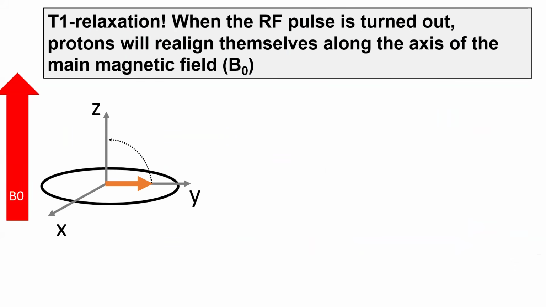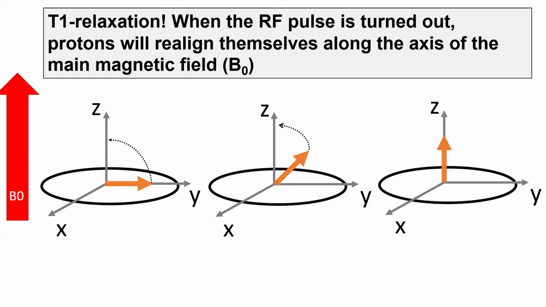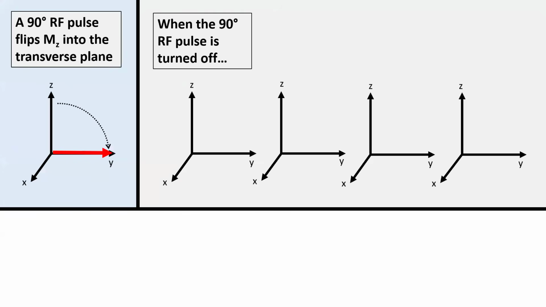So T1 relaxation, once again, let's summarize. I'm going to repeat myself a lot, but I think that's important to really understand it. When the radiofrequency pulse is turned off, protons will return to the axis of the main magnetic field. So let's look at what happens basically. Initially, all our magnetization after the 90 degrees radiofrequency pulse is flipped in the transverse plane. If we now turn off the radiofrequency pulse, we will see the magnetization along the z-axis in this picture is 0.